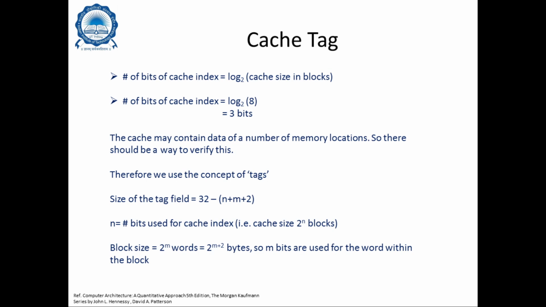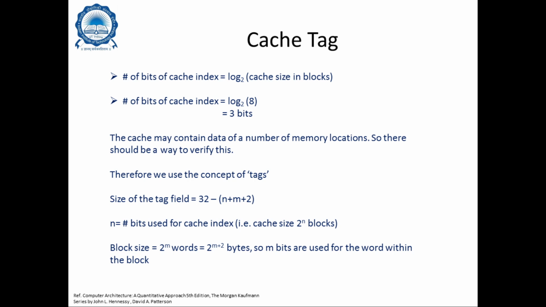Okay, now let me move more into the concept of cache tag. As I said, the number of bits of a cache index is equal to log 2 of the cache size in blocks, or the number of entries in the cache structure. So if the number of entries or the cache size in blocks is 8, the number of bits of the cache index will be log 2 of 8, which is 3 bits.